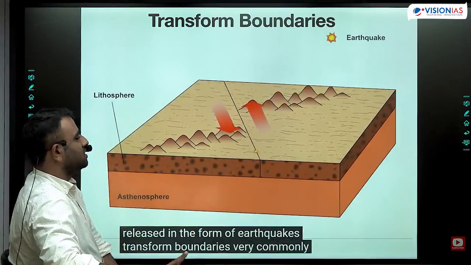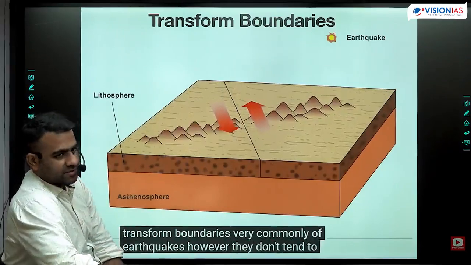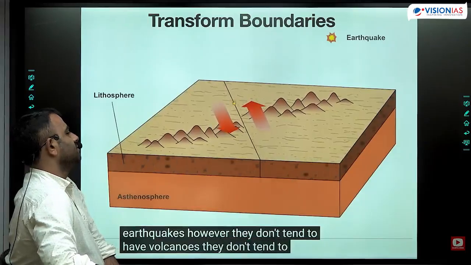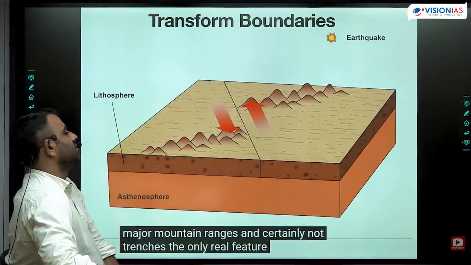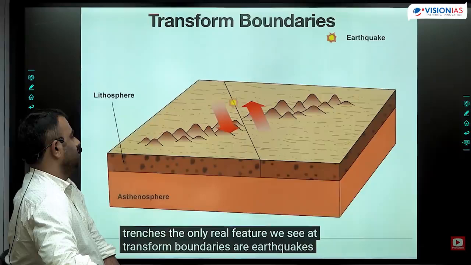Where there is no subduction, you can commonly expect earthquakes. However, you cannot expect deeper earthquakes. They don't tend to have volcanoes. They don't tend to have major mountain ranges, and certainly not trenches. The only real feature we see at transform boundaries are earthquakes.